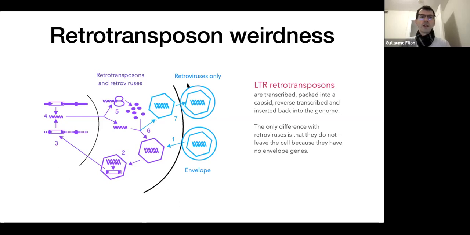They cannot leave the cell. Retroviruses have ENV genes, for envelope genes. So the only difference is that they're able to coat that capsid and to export it. And then you can imagine that the cycle would continue in another cell. So there is a relationship between retrotransposons and retroviruses, in the sense that a retrotransposon that would acquire ENV genes would turn into a retrovirus and would be able to leave the cell, and vice versa. A retrovirus that loses these genes here will turn into a retrotransposon.